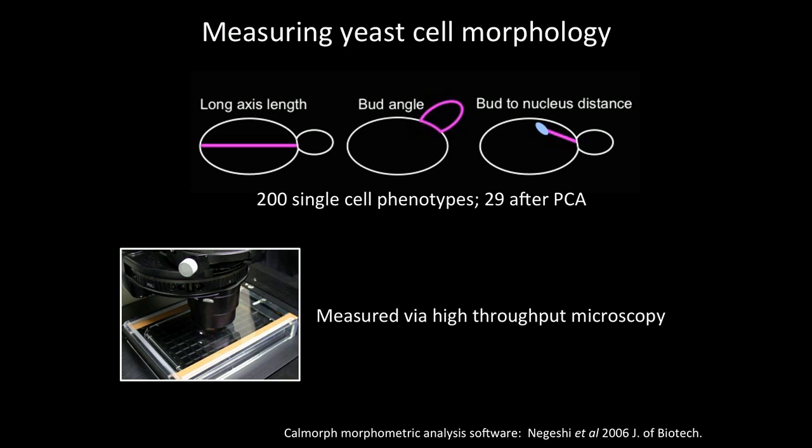I'm worried that the mouse or the fly people are sort of laughing, like, single cells don't have morphology, but they do. They have some interesting phenotypes that are related to the way they grow. You can measure things like cell size or bud angle, the position of the nucleus. I use high-throughput microscopy to measure 200 different morphological features. Ultimately, I studied 29 principal components that each explain greater than 1% of the variation in single-cell morphology.